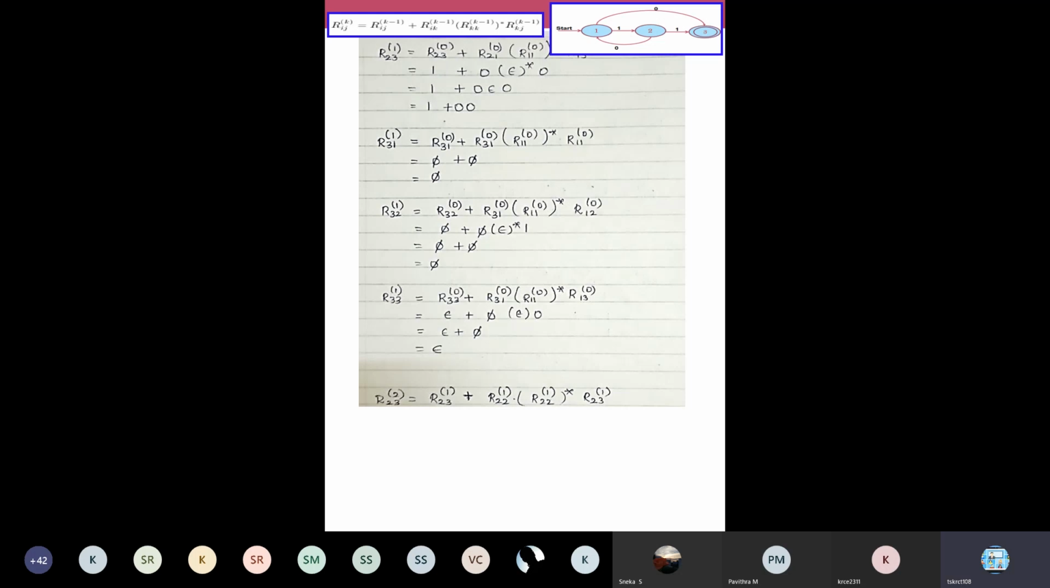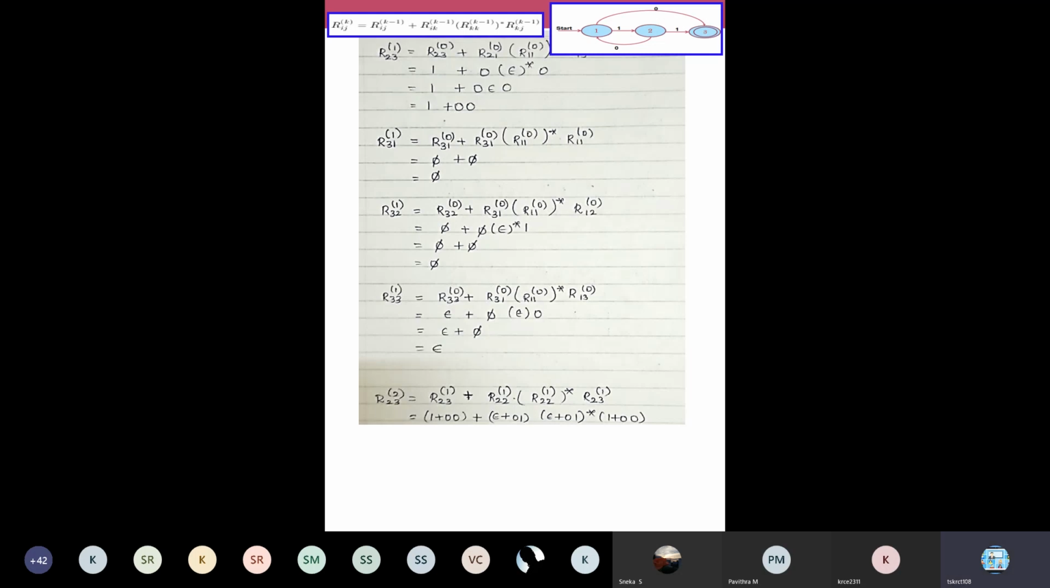So R23 of 1 plus R22 of 1, R22 of 1 star, and then R23 of 1. The formula alone we have substituted, and whatever values you got at level 1, all these 9 values, substitute here. R23 of 1 is 1 plus 0 0. You substitute it here, and then R22 of 1, what we got for R22 of 1, it is epsilon plus 0 1. Epsilon plus 0 1. In the previous slide it is there. Refer to your notebook. For R22 of 1 we have got epsilon plus 0 1.